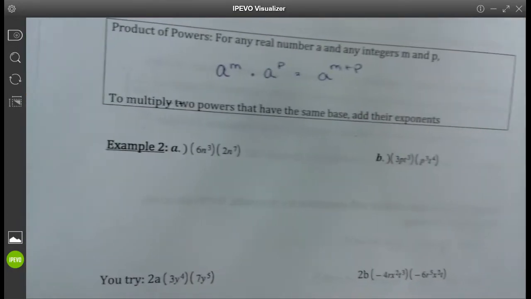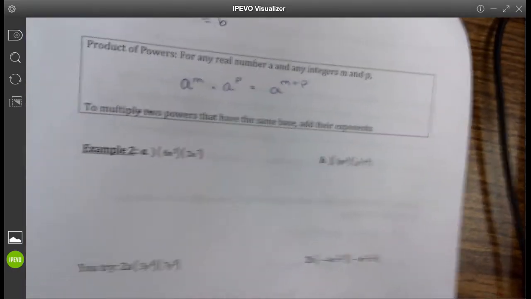if you have two powers that have the same base, you just simply add their exponents.